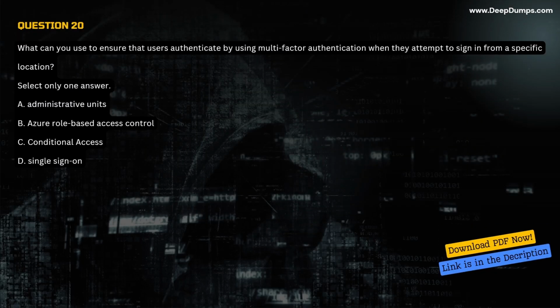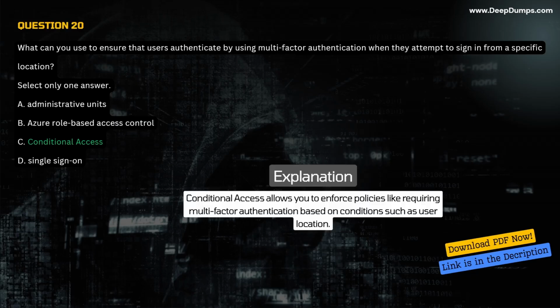Question 20. What can you use to ensure that users authenticate by using multi-factor authentication when they attempt to sign in from a specific location? Select only one answer. A. Administrative units. B. Azure Role-Based Access Control. C. Conditional access. D. Single sign-on. Correct answer is C. Conditional access. Explanation: conditional access allows you to enforce policies like requiring multi-factor authentication based on conditions such as user location.